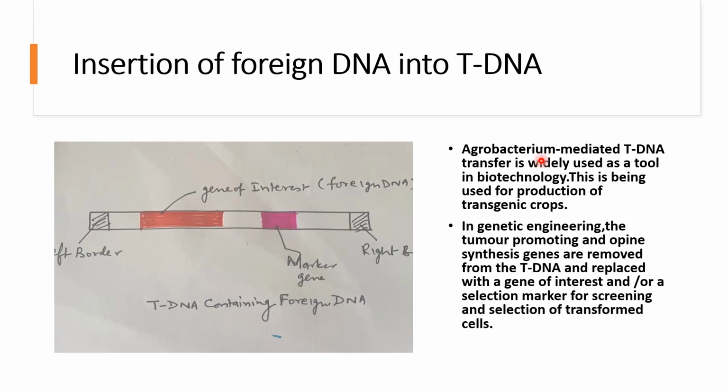Now, Agrobacterium mediated transfer DNA is widely used as a tool in biotechnology. This is being used for the production of transgenic crops. This we have already discussed, because transgenic crops are the crops which have another gene of interest or foreign DNA. So, in genetic engineering, the tumor promoting and opine synthesis genes are removed from the tDNA. They are replaced with a gene of interest or a selection marker, which will help in selection or screening of the transformed cells.